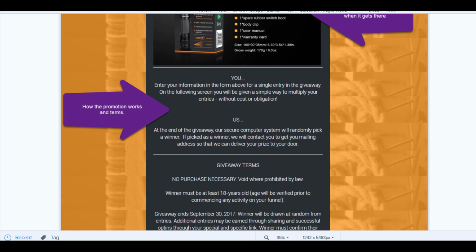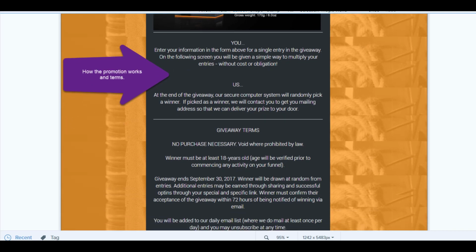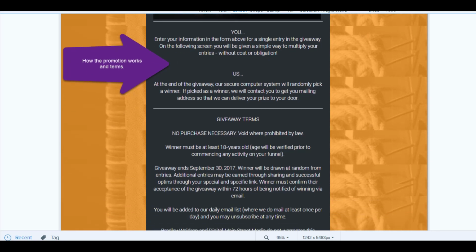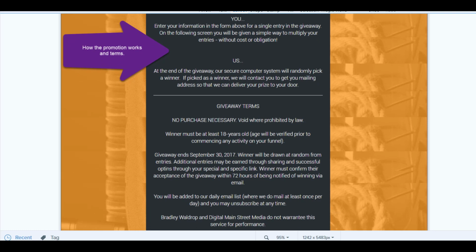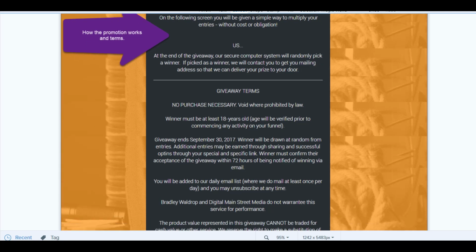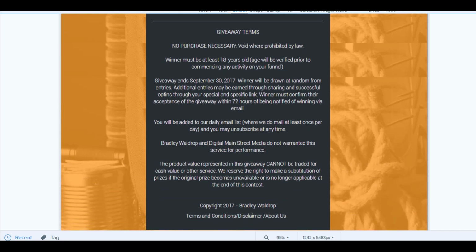Then we tell them what's in it for them, what they have to do, what we're going to do, and then the giveaway terms. It's super simple, but if you don't pay attention to these terms and conditions, it can be very confusing for people.